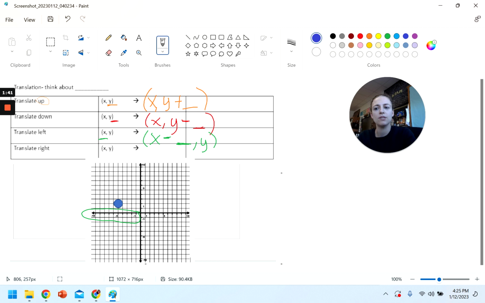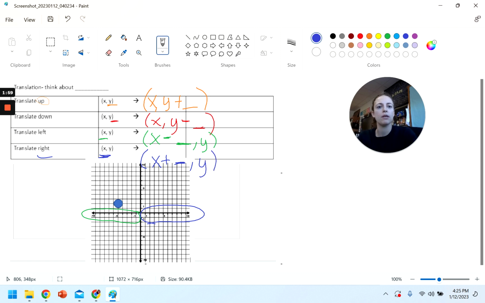And last but not least, we have translating to the right. So this, again, your x-axis is going to be changing. The numbers to the right of the origin are positive numbers. So we will write it as x plus however many spaces we move to the right, comma, y.